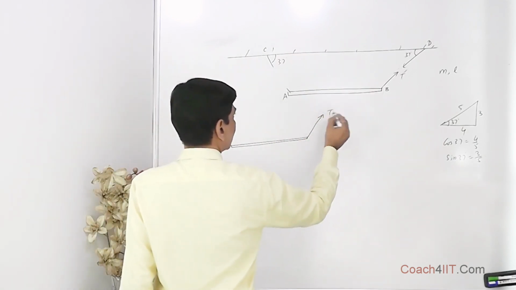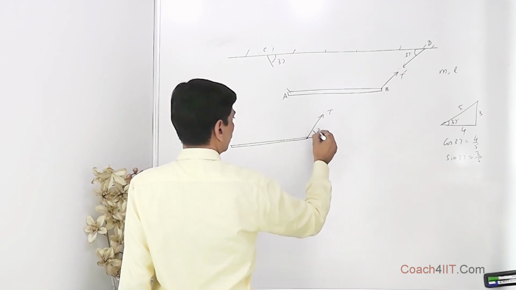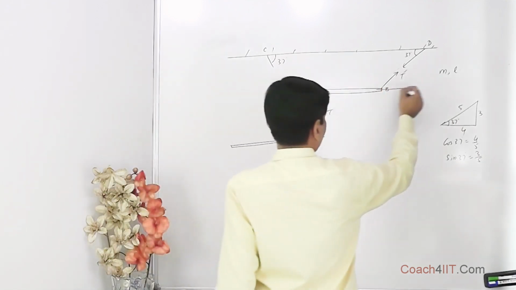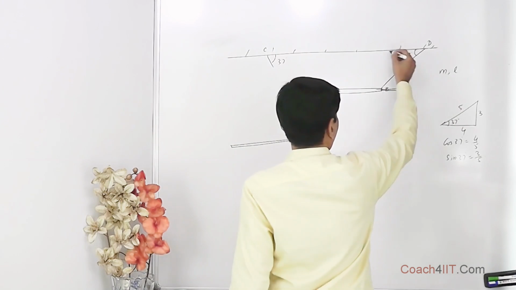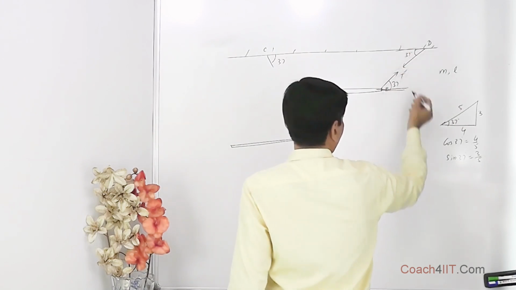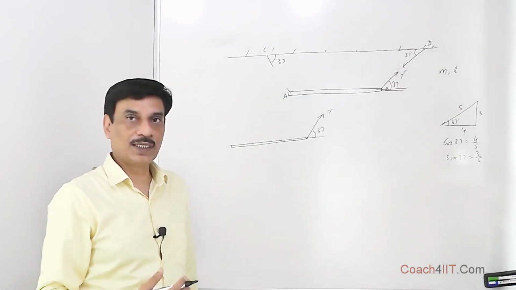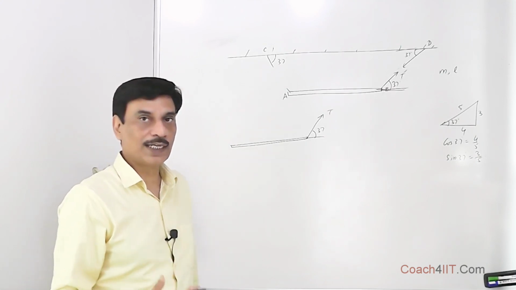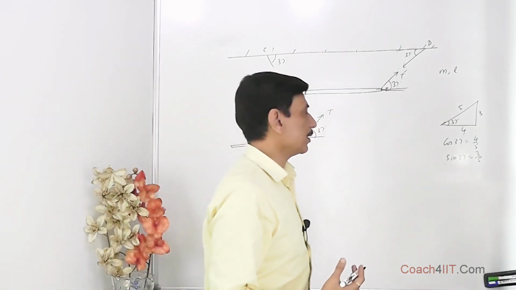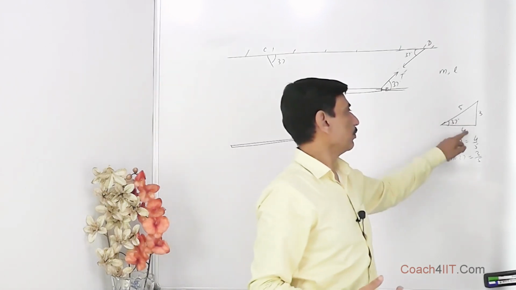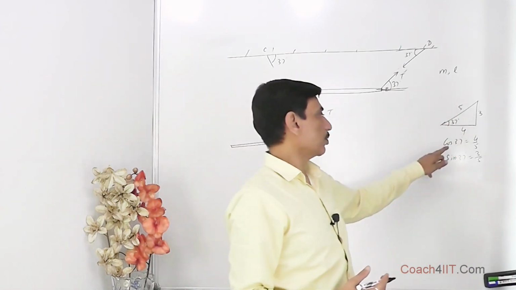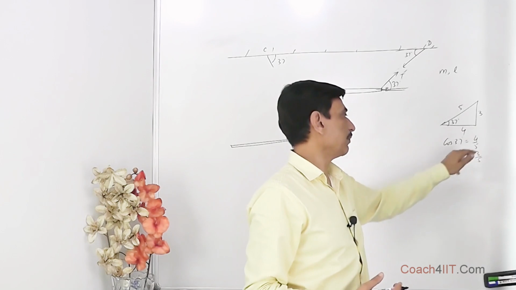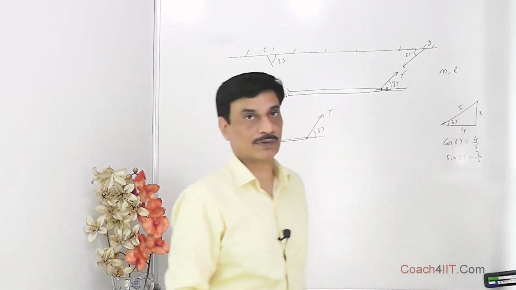So, T is in this direction, 37 degrees is over here. These two lines are parallel, transverse, so this is 37 degrees. 37 degrees and 53 degrees are so widely used angles when we do numericals in physics. So, it is a 3, 4, 5 triangle, and cos 37 is base by hypotenuse, that is 4 by 5, sin 37 is 3 by 5. We can use the values over here.